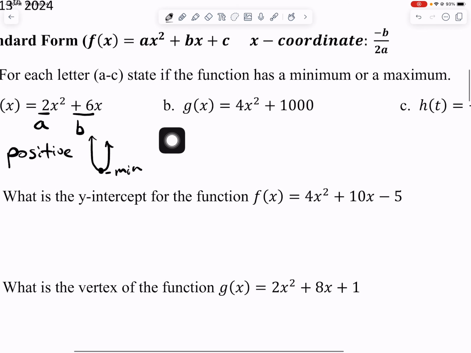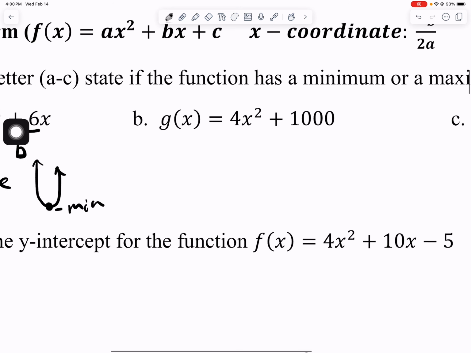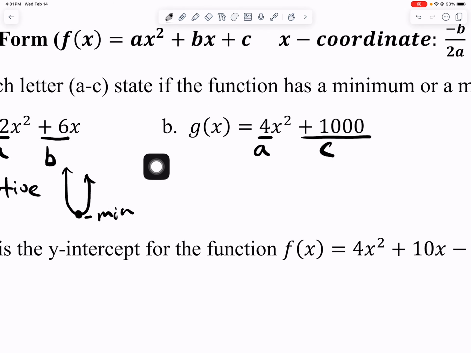All right, let's go ahead and try b. G of x equals 4x squared plus 1,000. And again, we have a coefficient of x squared. That coefficient of x squared is, wonderful job, the number 4. And a lot of this review will be simply in black and white, as by now our comfortability to identify has definitely skyrocketed. Plus 1,000, oh my goodness, a constant, a number that stands by itself. I'm just going to go ahead and underline and call that the c value. But again, our a is positive, giving us a smiled parabola that's positive, giving us a minimum.